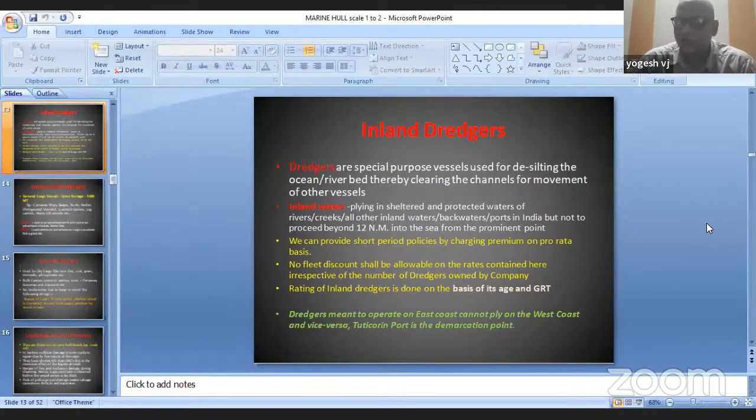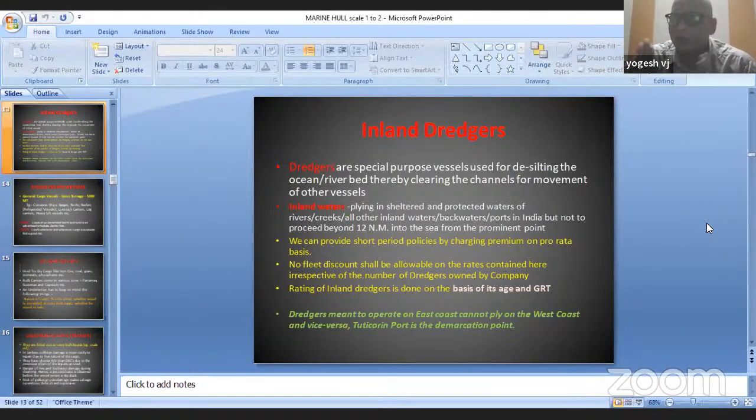Now, inland waters means plying in sheltered and protected waters of rivers, creeks. You have to remember, whenever we say inland waters, it does not exceed 12 nautical miles from the prominent seaport. Keep this in mind. Now, we can provide short period policies by charging premium on pro rata basis. Split discount is not available here. And rating of inland dredgers is done as per their age and gross registered tonnage. What is gross registered tonnage? I will come to that.